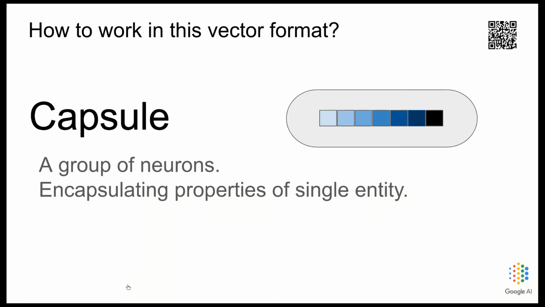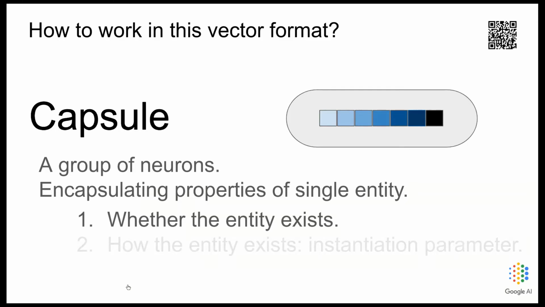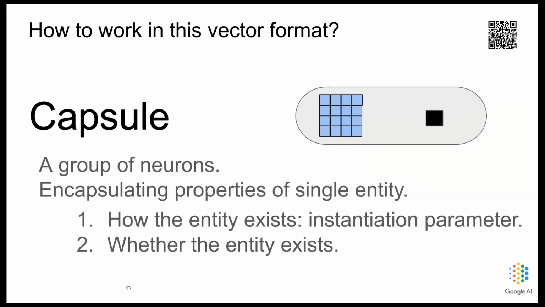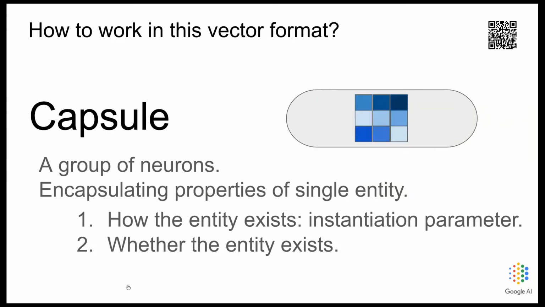From now on, we will call a group of neurons representing whether an entity exists and how it exists a capsule. A capsule can be just 6 neurons, which we will represent using a single vector. Or it can be 16 neurons formed as a 4x4 matrix. The point is that any group of semantically meaningful neurons is called a capsule from now on.